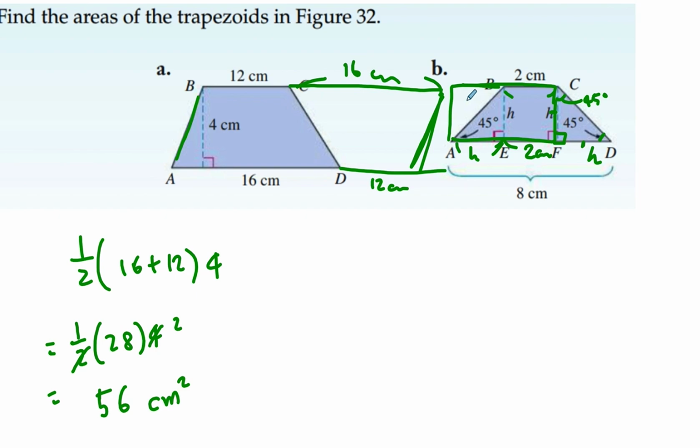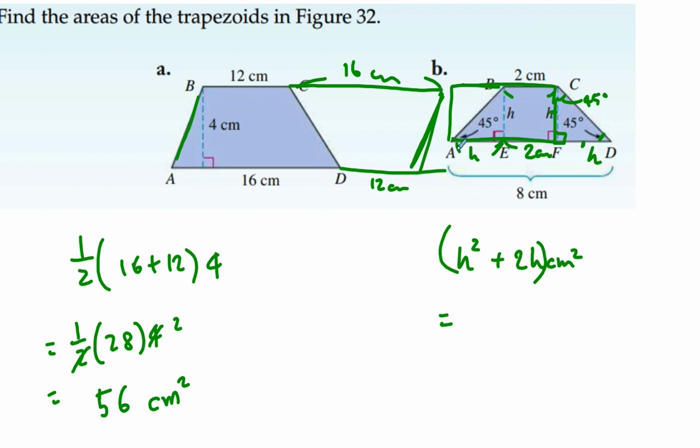Okay, so we have one square here which combines these two triangles. So I have h squared and I have 2 times h, 2h, both are square centimeters. So this will be my area. But can we find h?